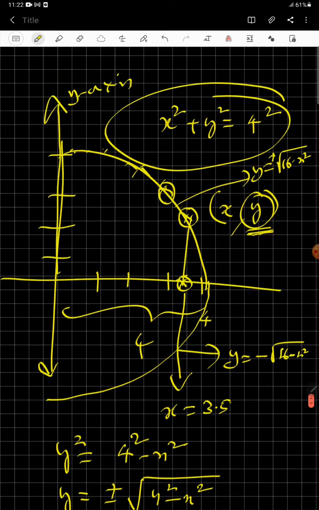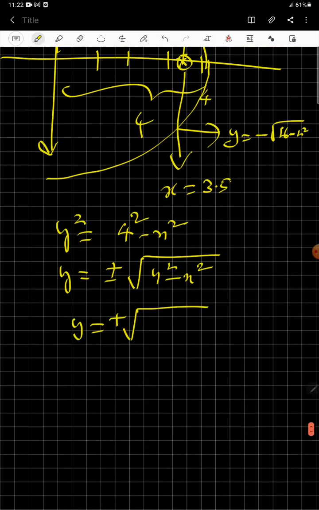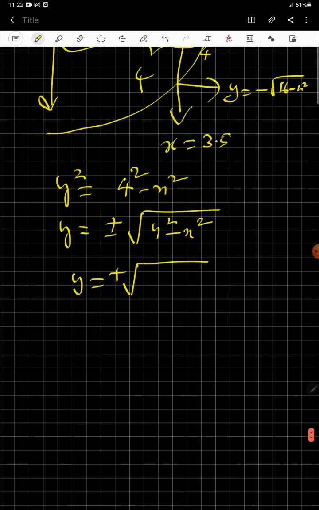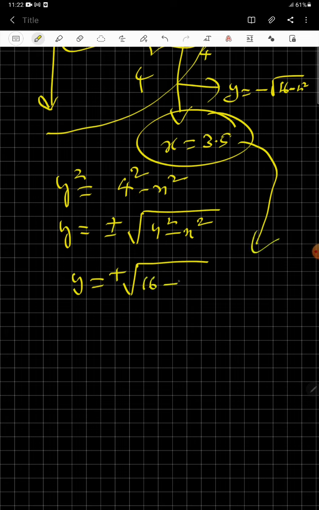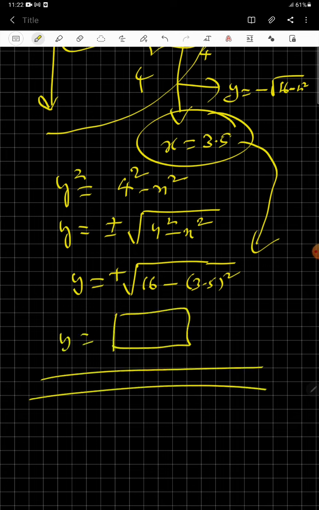In general, for both the parts it is x square plus y square equal to 4 square. So back to the point, if I want it for x value 3.5, what is the y value? Then I will be going 16 minus 3.5 whole square. So if I simplify this, I will get the y value. I hope you understood. This is very basic understanding.